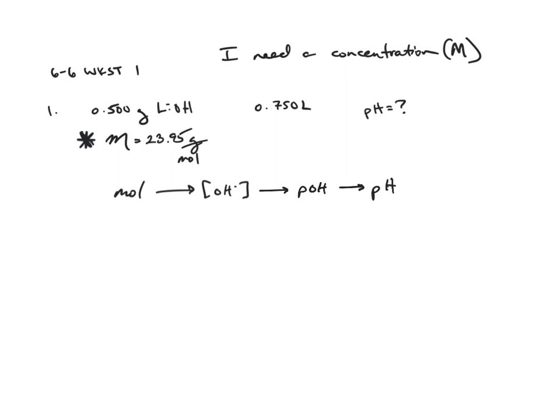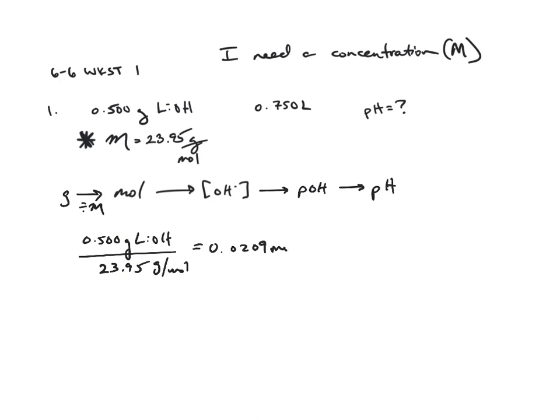So step 1, to find moles, going from grams to moles, I divide by molar mass. I've got 0.500 grams of LiOH divided by 23.95 grams per mole. So 0.5 divided by 23.95 is 0.0209 moles of lithium hydroxide, or since it comes apart completely, we're just going to say hydroxide ions. Step 2 is to get it into a concentration, so we divide by liters. It gave us a number in liters, so we don't have to do any conversions here.